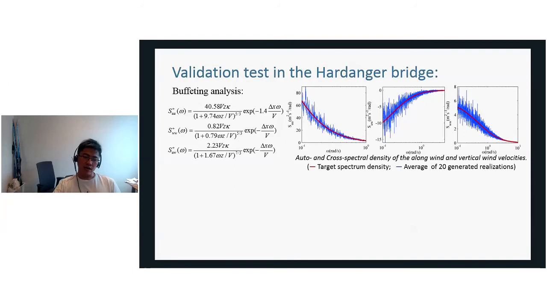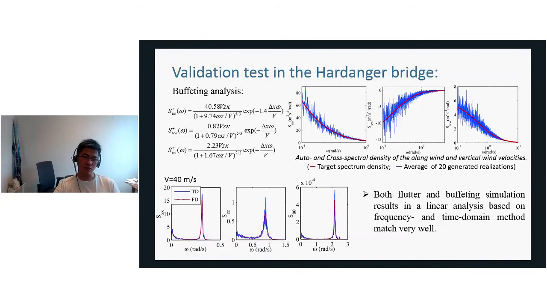We can also do a validation test by comparing the dynamic response of the bridge under stochastic wind and wave loadings. Here are the wind spectra we used in the validation test. We plot the average spectra of the 20 generated realizations, and they correspond very well with the target wind spectra of the wind velocities. We did the simulations under this condition, with a mean wind velocity of 40 meters per second, and compared the spectra of the displacement of the girder at mid span. You can see that the response based on the time domain and the frequency domain methods corresponds very well.